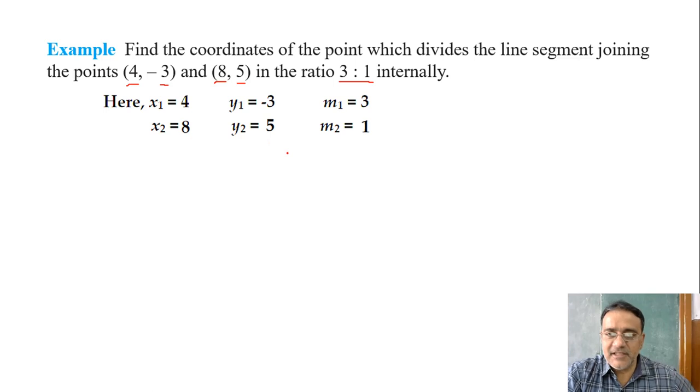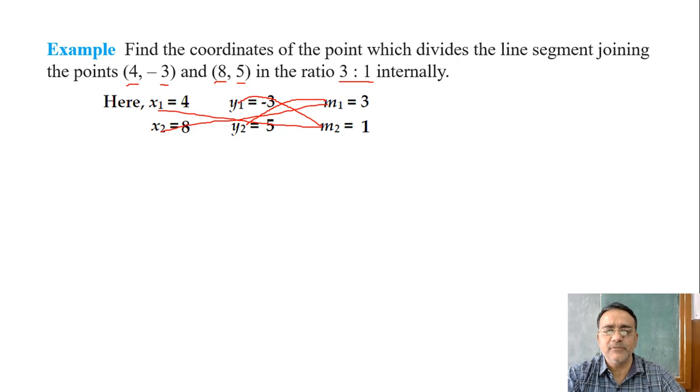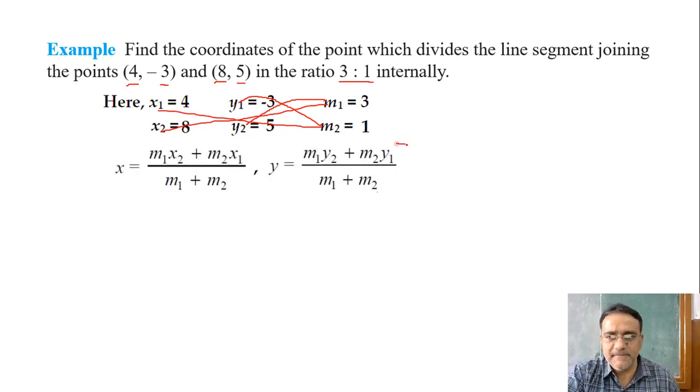Formula के लिए मैंने बताया था कि याद नहीं रखना है, ऐसे क्रॉस करके ऐड करना है. ठीक है, m1 x2 plus m2 x1 upon the sum of the ratio, that is m1 plus m2. Similarly for y also m1 y2 plus m2 y1 upon m1 plus m2. So you'll get this formula.